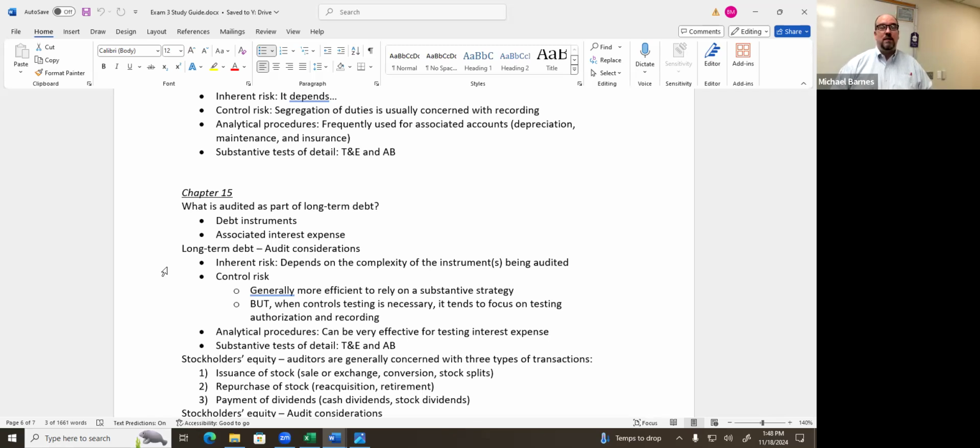Every single process we talked about up to this point, we said is going to be a reliance strategy. So revenue, purchasing, inventory, payroll, all of those were a reliance strategy for controls testing. Why was that the case? The general reason.